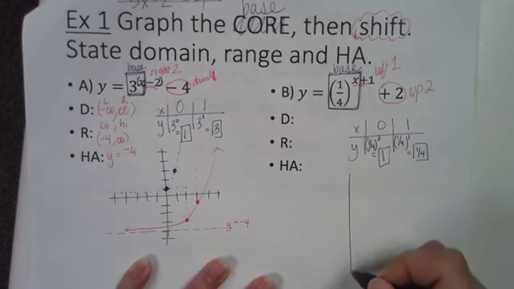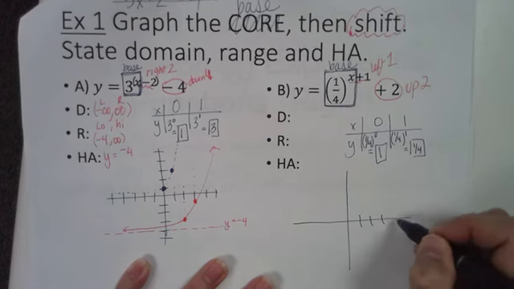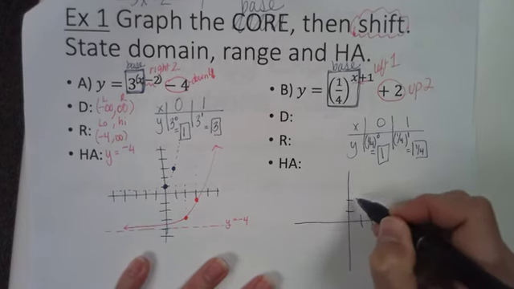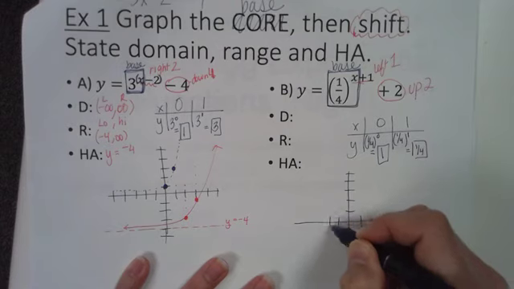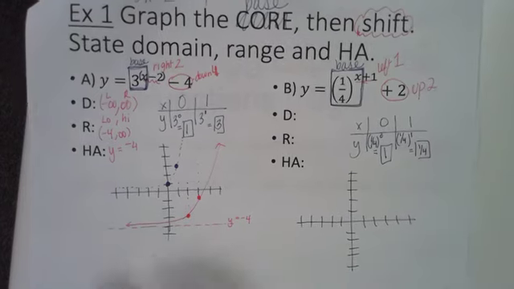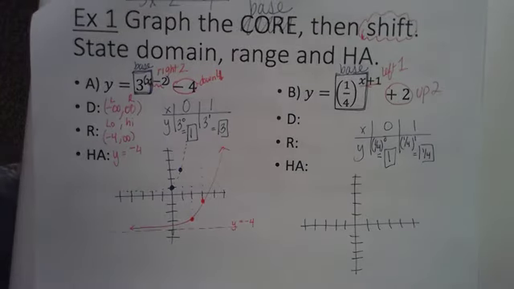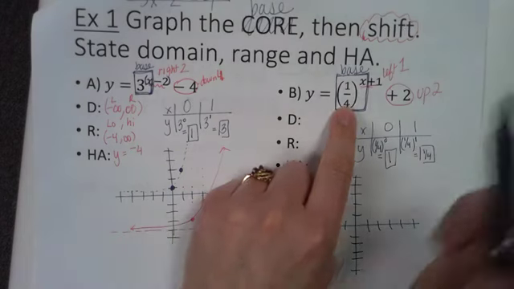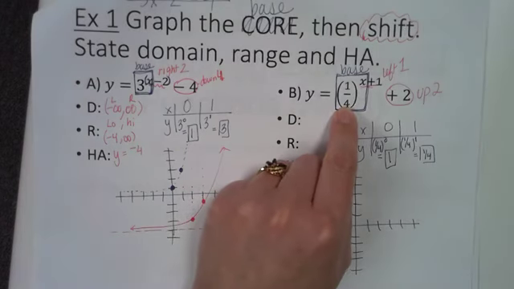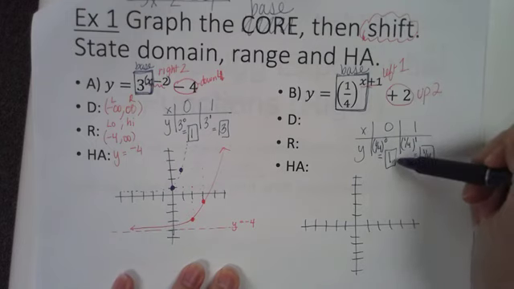We're going to plot our box base points. 1, 2, 3, 4, 5. Is this going to be exponential growth or exponential decay? Decay. How do we know it's decay? Because it's a fraction. Because we have a number less than 1. Very small base. All right, let's plot these points.